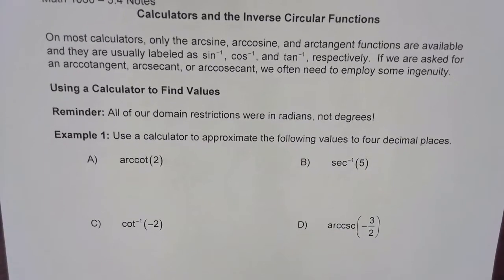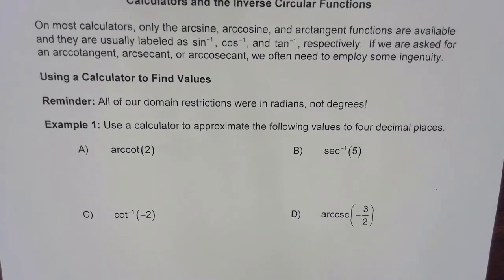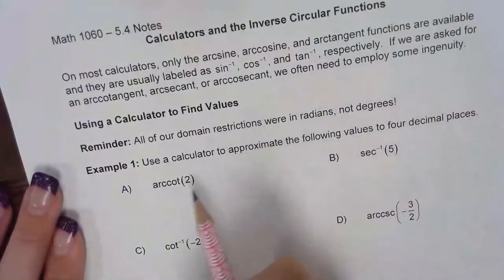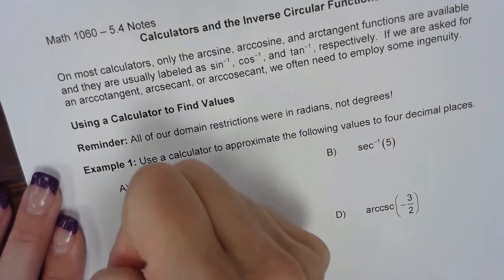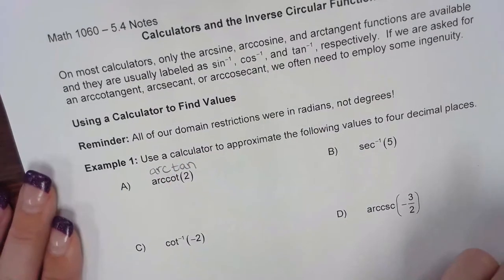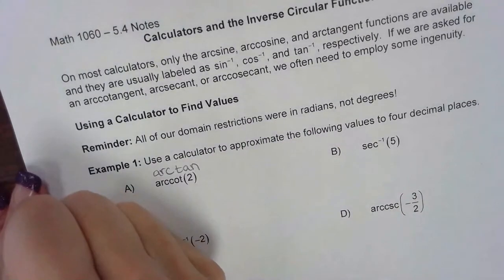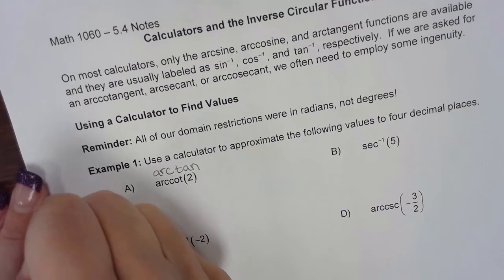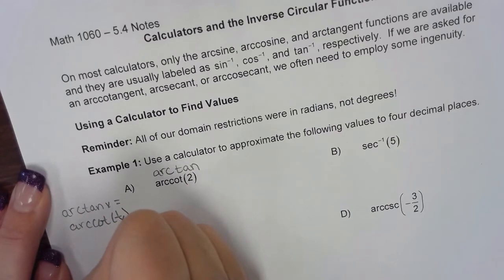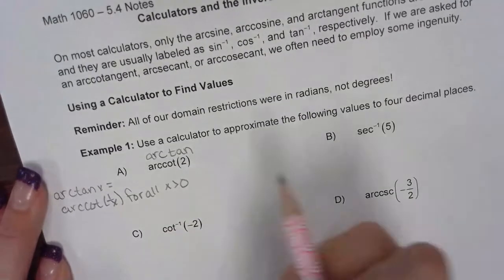Example A, use a calculator to approximate the following values to 4 decimal places. Arc cotangent of 2. If you look at your sheet for cotangent, we want to switch this to arctangent, correct? Because we don't have cotangent on our calculator. The sheet should say that arctangent of x equals arc cotangent of 1 over x for all x greater than 0, which is great because 2 is greater than 0.